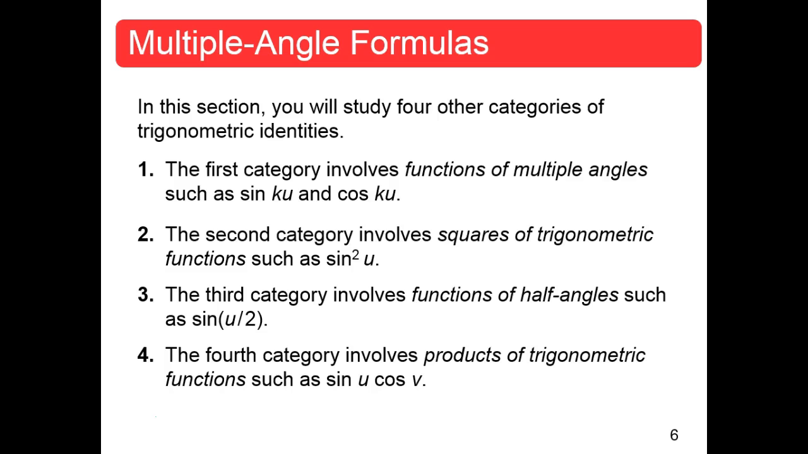The third category involves functions of half angle. So this is multiple angle, this is fractional angles, specifically half angles, such as sine of u over 2. The fourth category involves products of trigonometric functions such as sine u cosine v, which looks sort of familiar. That was part of sine of a plus b, right? Or u plus v, okay.